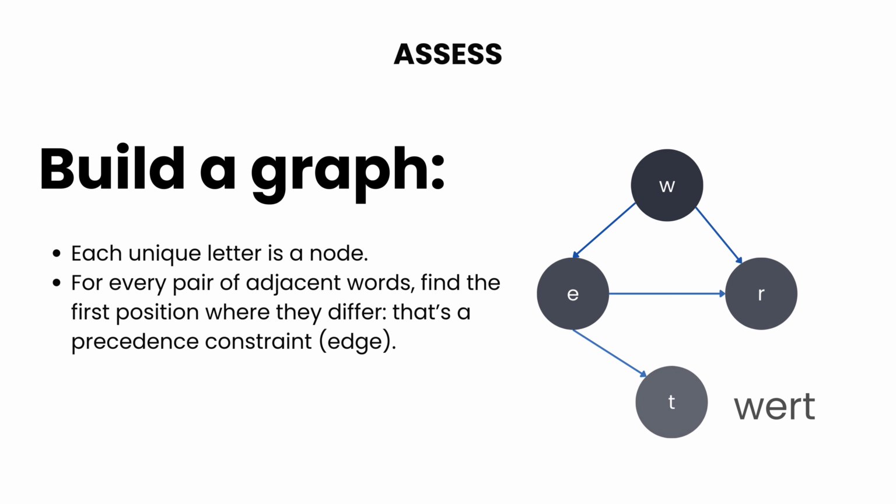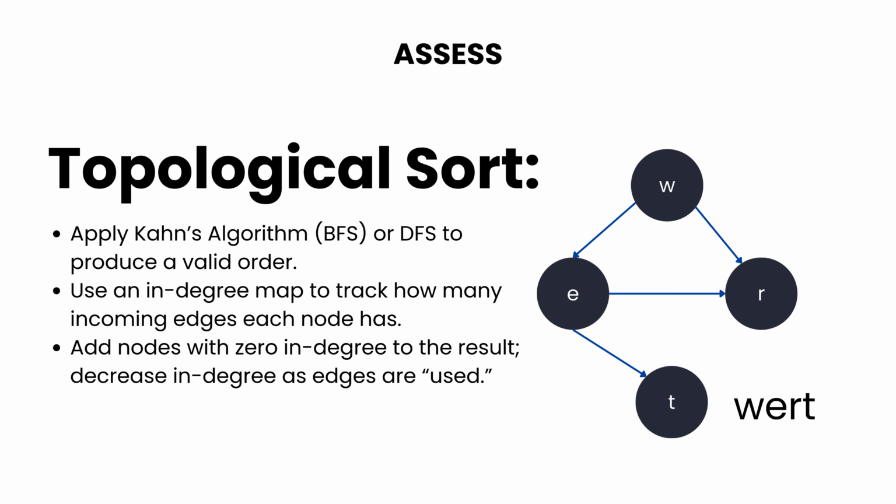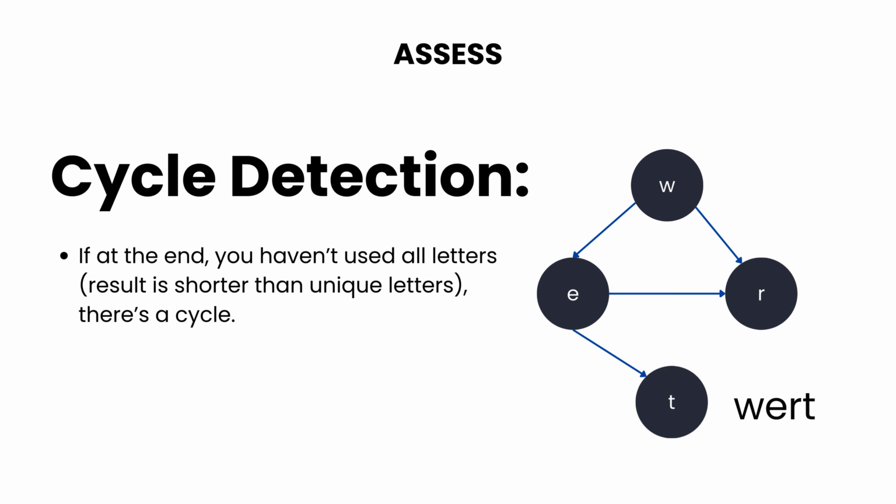Build a graph. Each unique letter is a node. For every pair of adjacent words, find the first position where they differ. That's a precedence constraint, an edge. Then topological sort. Apply Kahn's algorithm, BFS, or DFS to produce a valid order. Use an indegree map to track how many incoming edges each node has. Add nodes with 0 indegree to the result. Decrease indegree as edges are used. Cycle detection: if at the end you haven't used all letters, the result is shorter than unique letters, there's a cycle.